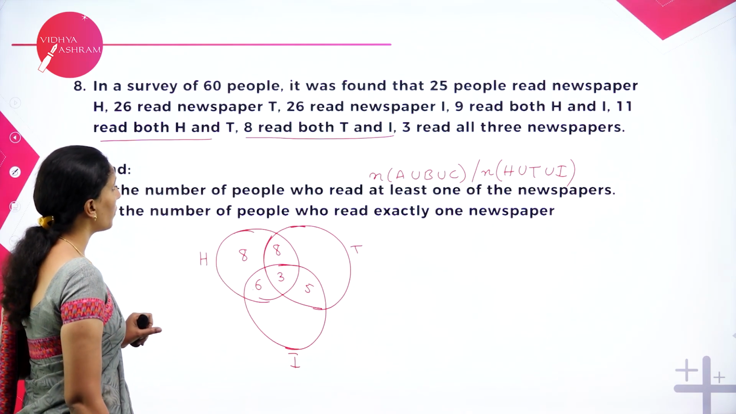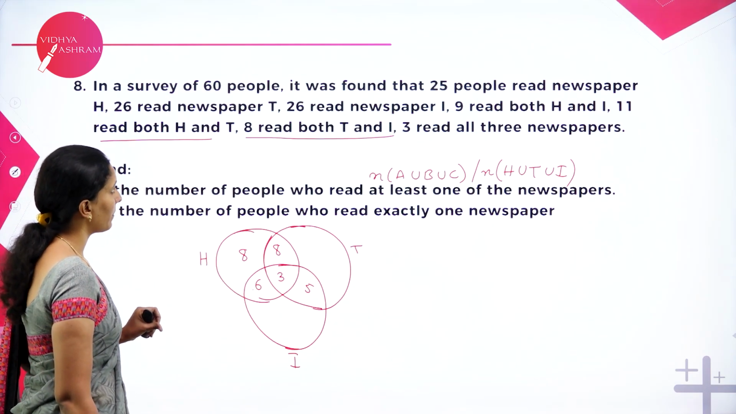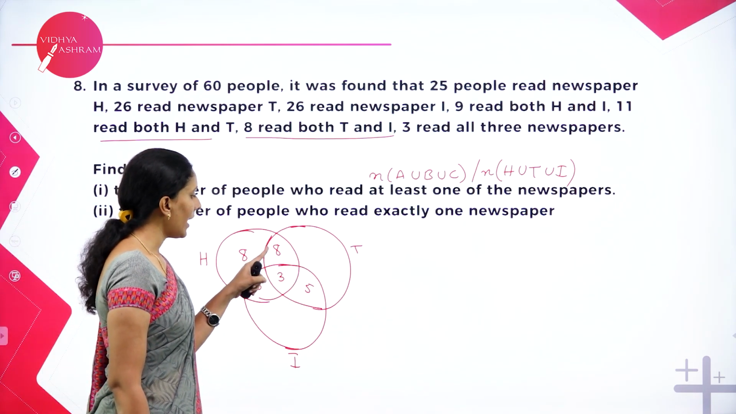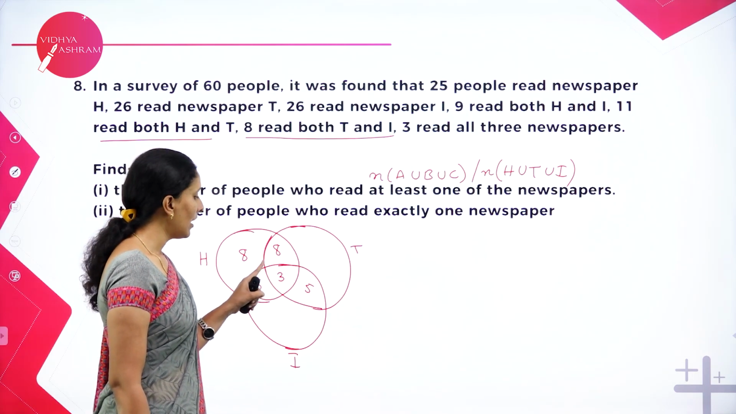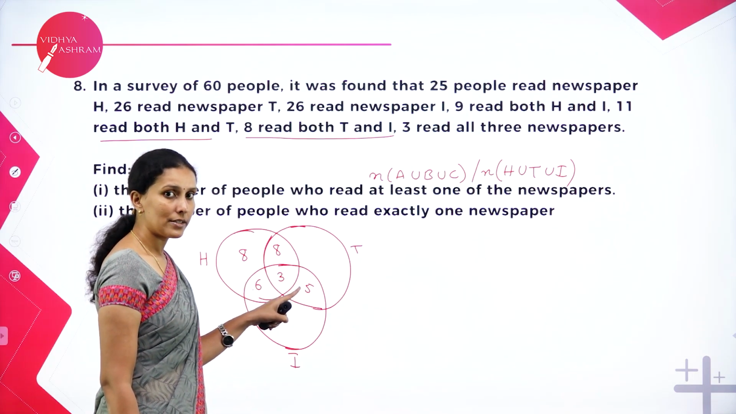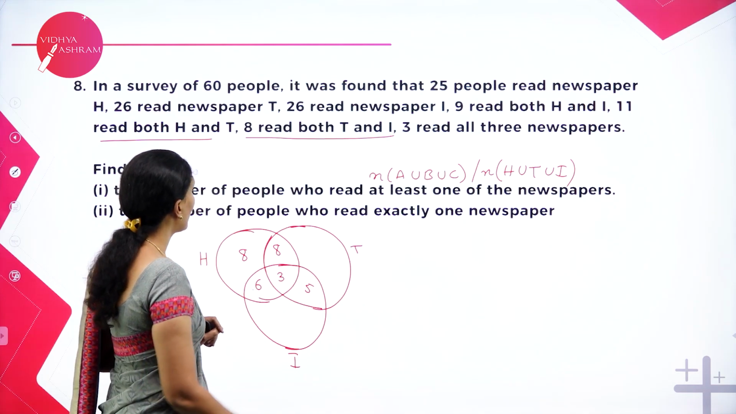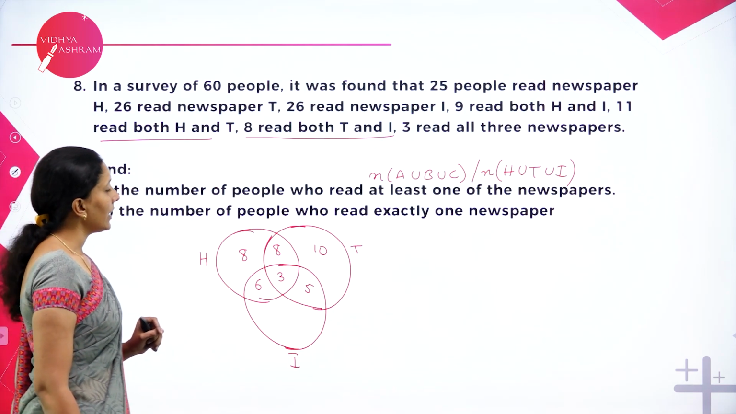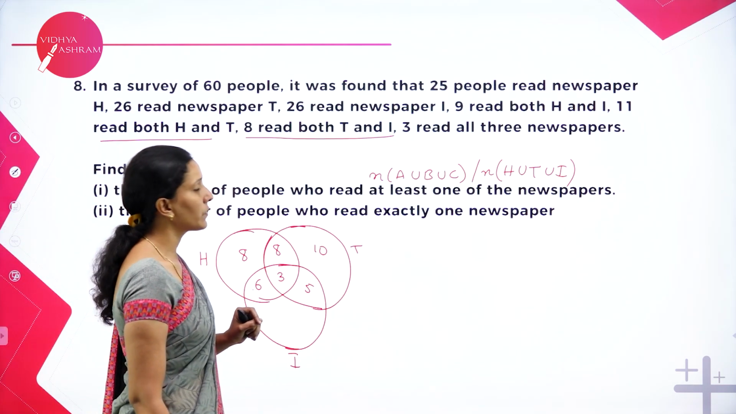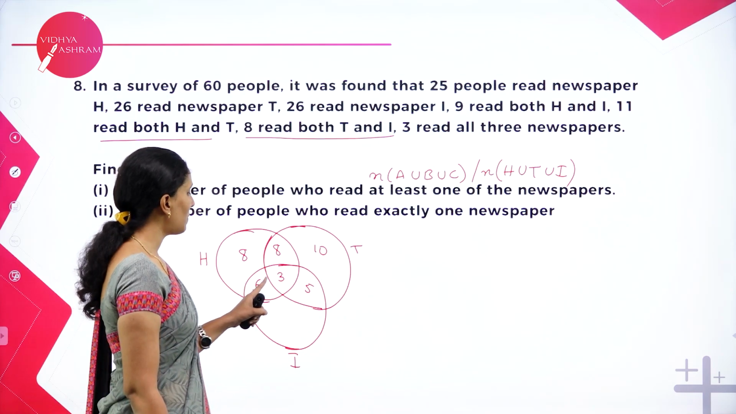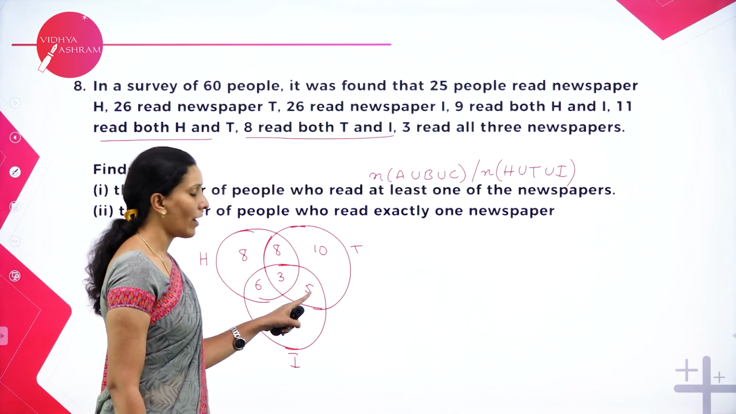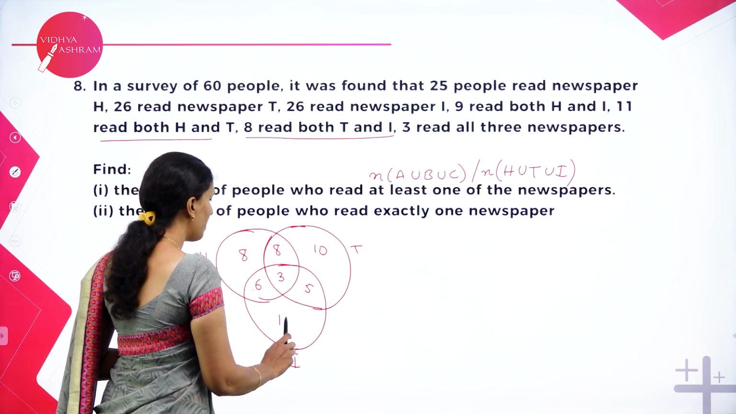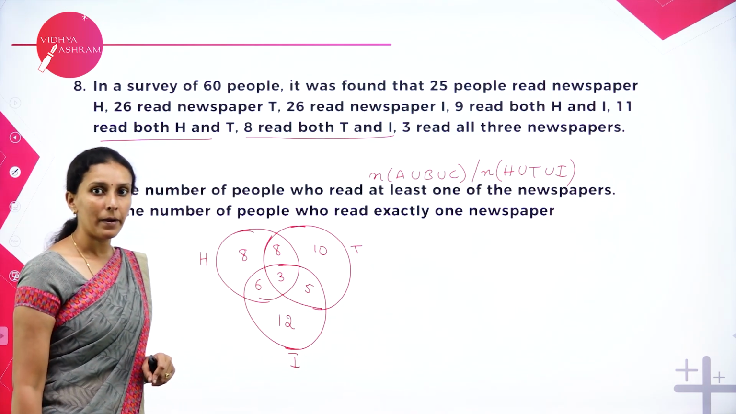The next is we have 26 people who read newspaper T. So out of 26, we already have 8 plus 3, 11, 11 plus 5, 16. So 16 means we are left with 10 more people who read the newspaper T. Next again we have 26 read newspaper I. So we have 6 plus 3, 9, 9 plus 5, 14. So out of 26, we still have 12 people who read newspaper I.